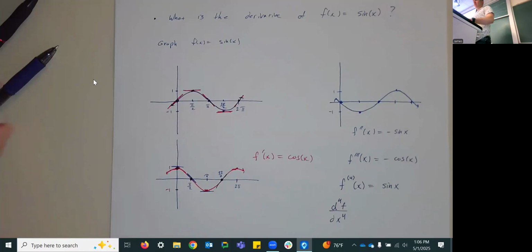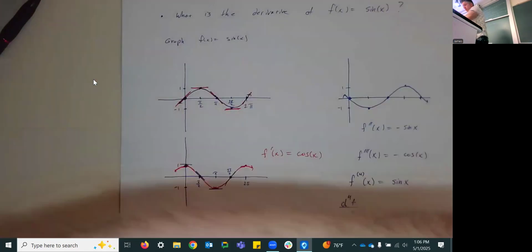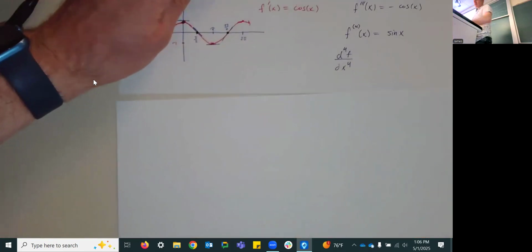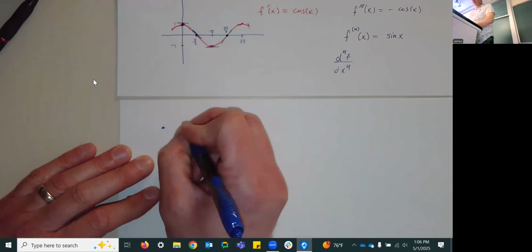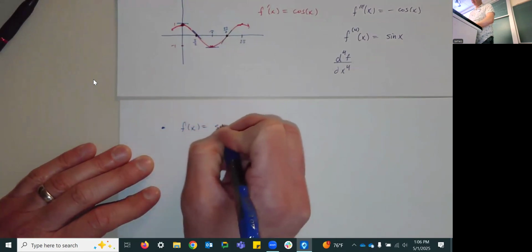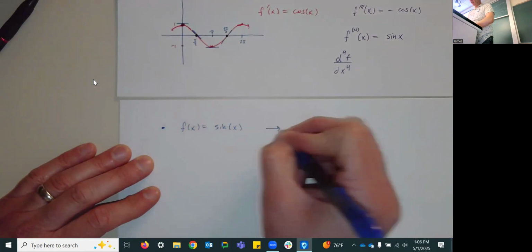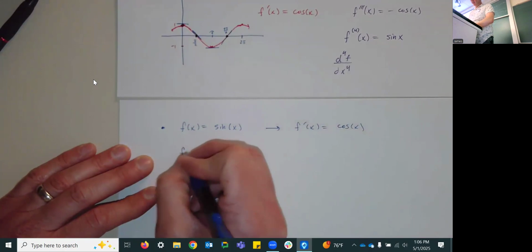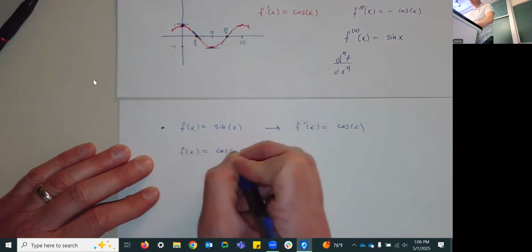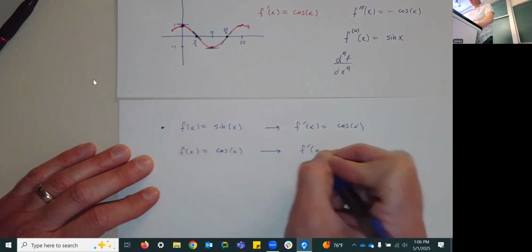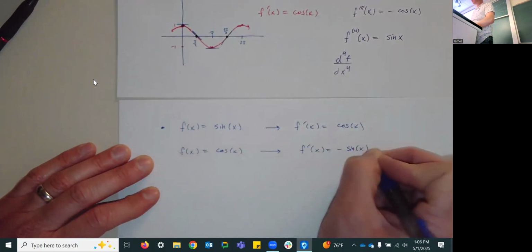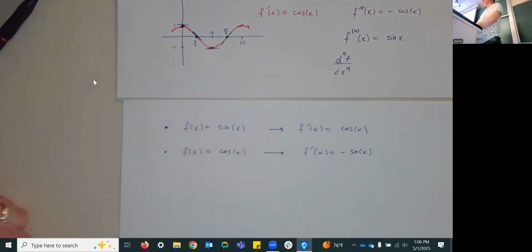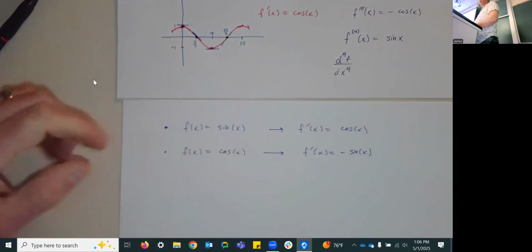But specifically, what we really want to remember from this is that if f of x is equal to sine of x, then the derivative is equal to cosine of x. And if f of x is equal to cosine of x, the derivative is equal to negative sine of x. There are other trig functions which you'll take the derivatives of later on. For now, these are the two we need to know.